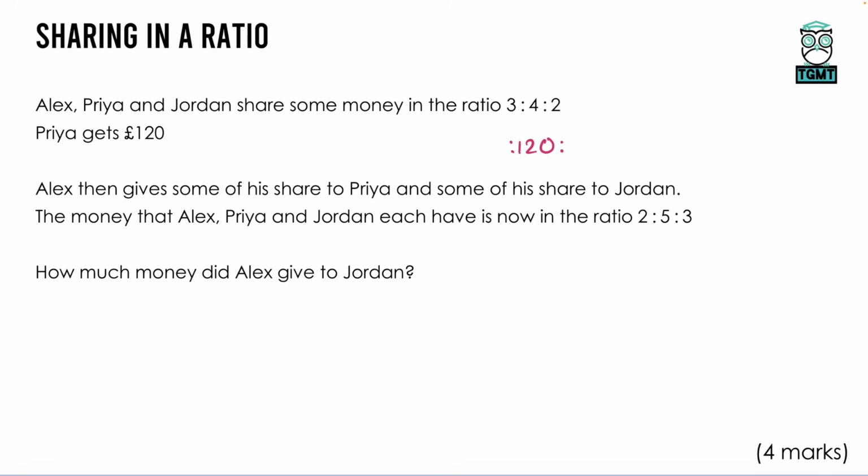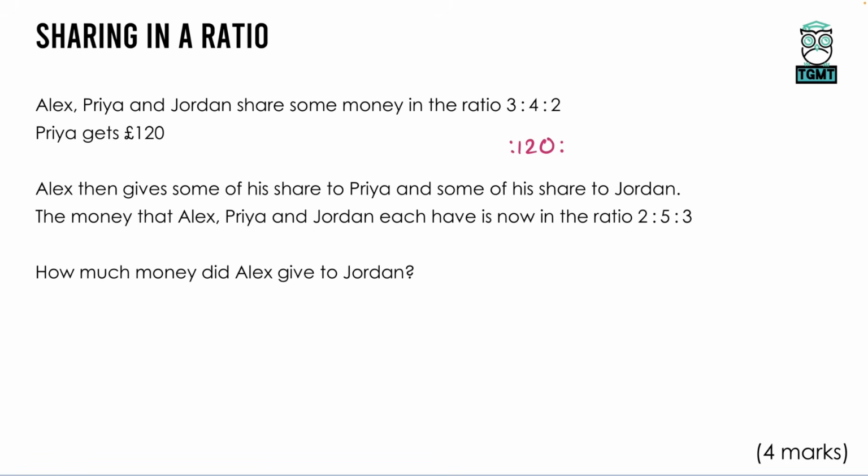So it says Alex then gives some of his share to Priya and some to Jordan, and the money they now have is in the ratio 2:5:3. How much money did Alex give to Jordan? So Jordan is the number at the end, so we'll figure out how much money they actually shared. We'll split it back up into this new ratio, and we'll see how much he actually gave to Jordan.